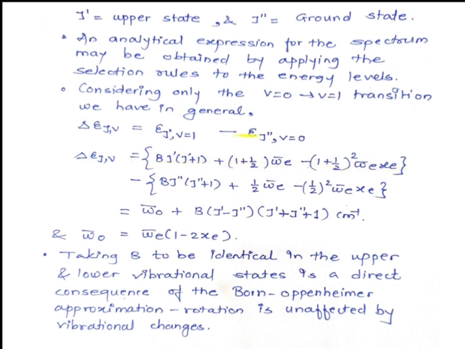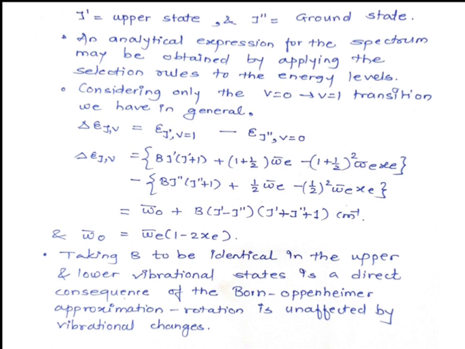Now we have to subtract the energy of the ground state. So I have written here a minus symbol in another bracket. Again you have to write initially the J double prime or the EJ. So EJ is BJ double prime in bracket J double prime plus 1. This is the rotational energy of the ground state. Plus we have to write the vibrational energy of the ground state. So it is V plus half omega bar E. V is equal to 0. So the equation will be half omega bar E minus V plus half bracket square. So V is 0, so half bracket square omega bar E XE.